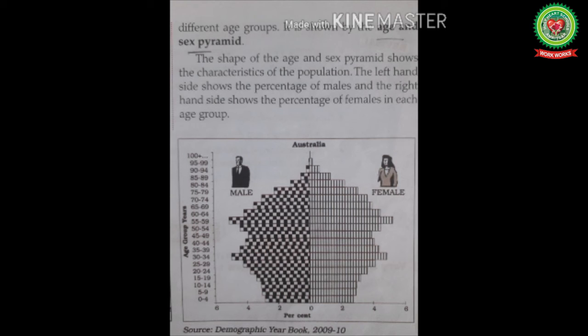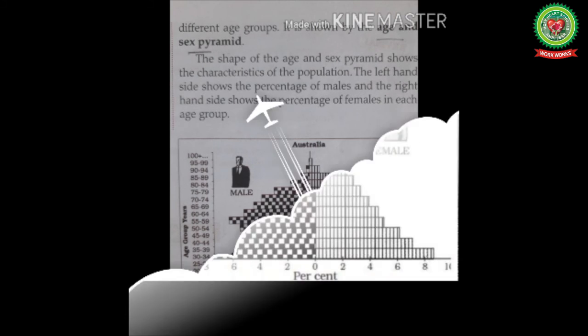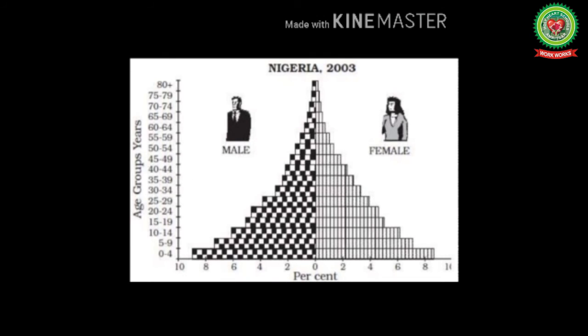The left hand side shows the percentage of males and the right hand side shows the percentage of females in each age group. Let's understand with the help of this diagram. We are having age and sex pyramids of Nigeria and Australia. We will discuss one by one. Let us discuss the first case of Nigeria.